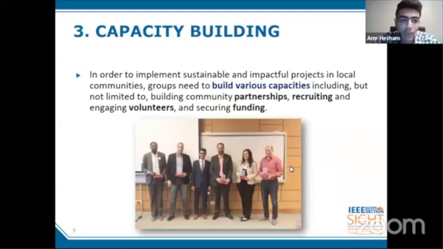Also, the third key is capacity building. In order to implement sustainable and impactful projects in local communities, groups need various capacities, including but not limited to building communities, partnerships, recruiting and engaging volunteers, and securing funding. And this happens by getting engaged with local communities and even outside IEEE, to be partnered with us and provide the needed fund and the needed help.